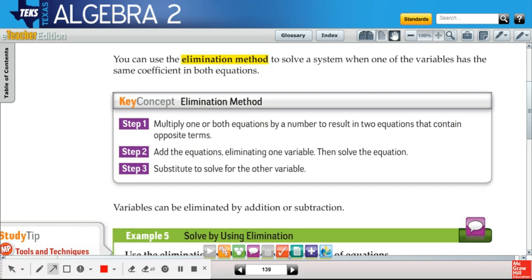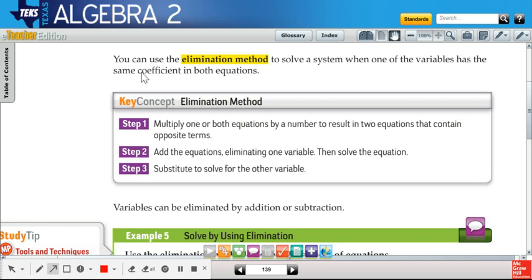Welcome to section 3.1, solving systems of equations using the elimination method. Now, before we can go into any examples, I want to review the steps and make sure this is in your notes for using the elimination method.